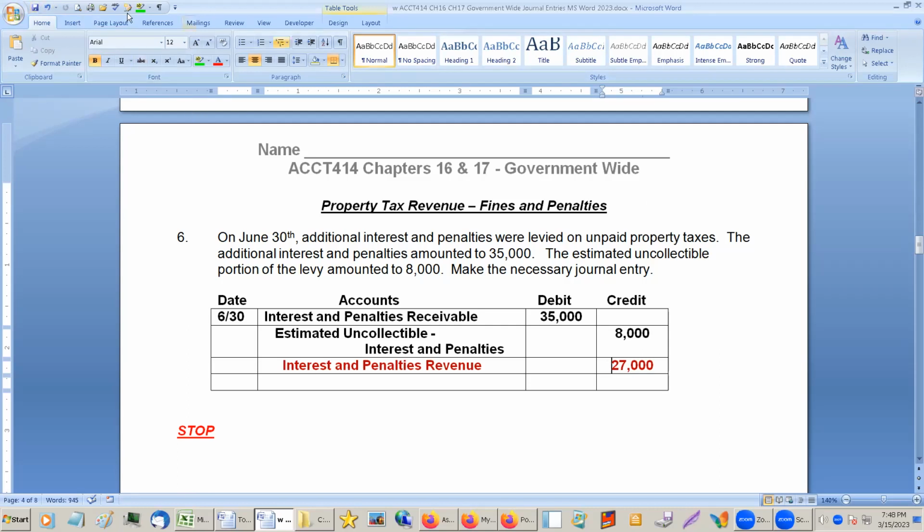All right, that's enough of it. So next week we'll finish up this handout, and we'll go into the financial statements for government-wide. With the exception of the income statement, they're very similar to what you've been seeing your whole accounting career. There's only one wacky one. Any questions? Okay, I'll see you guys next week. We'll continue with 16 and 17.